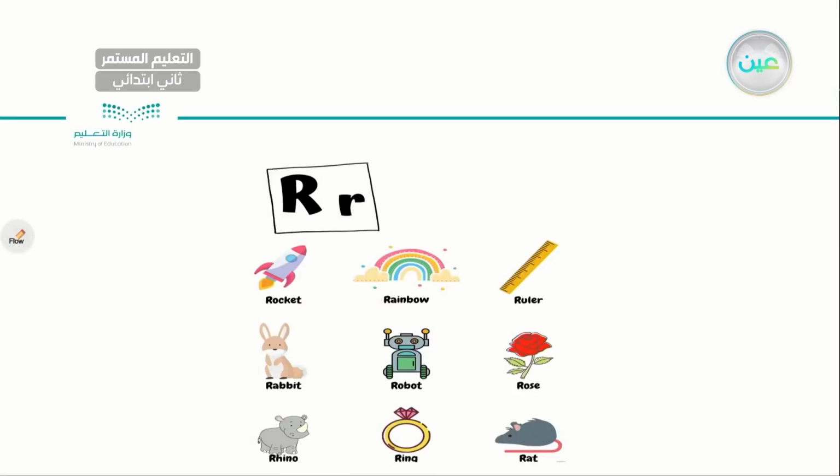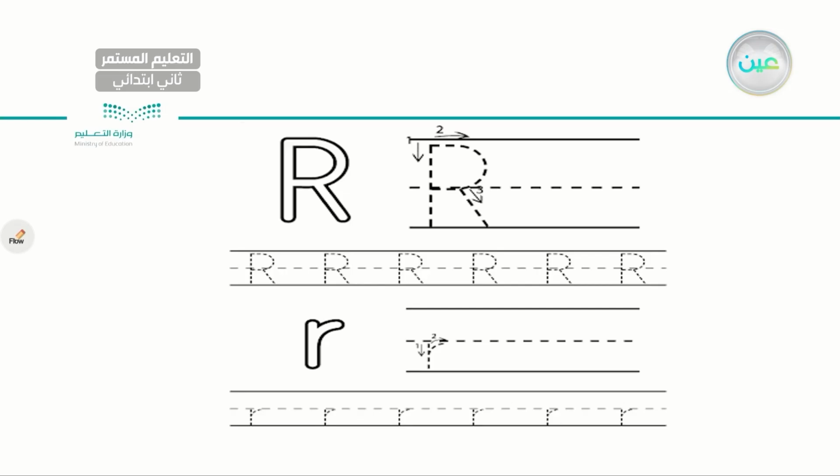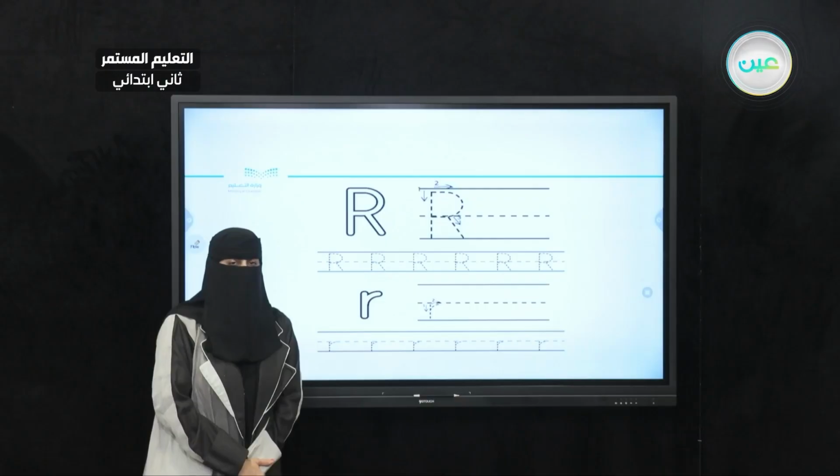Let's go to our final letter for today. Letter R. As you can see, I have capital R and small r. Let's go ahead and read some of the words that start with the letter R. Rocket, rabbit, rhino, rainbow, robot, ring, ruler, rose, and rat. As you can see, all these words start with the letter R. Now let's learn how to write capital R and small r.